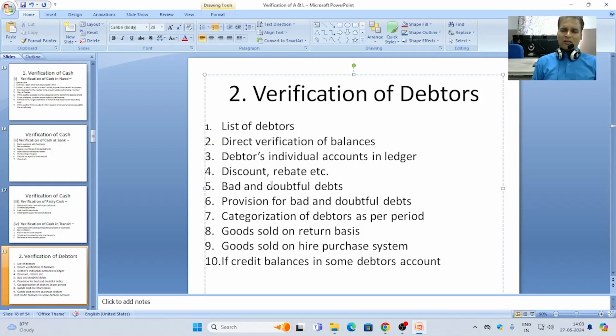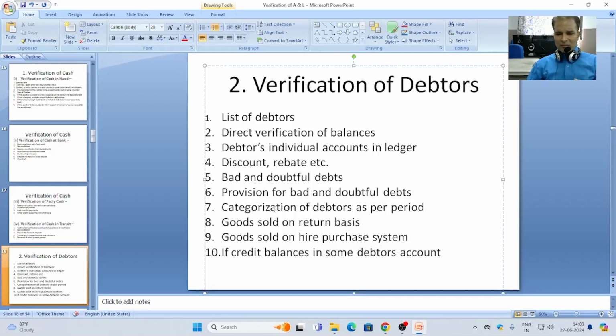Bad and doubtful debts are the traditions of any business. So it is required by an auditor that bad and doubtful debts have to be identified with the proper figure, and if there is any provision for bad and doubtful debts also, then the auditor has to verify that particular figure, that it is as per the tradition of the business or it may be extra or less.